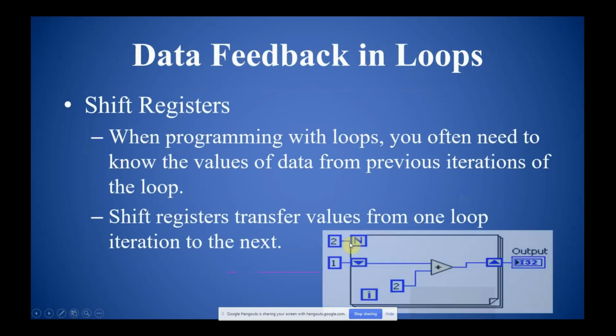Shift registers, this is something that is available in loops. It's a wire that does actually get updated from run to run. Shift registers transfer the value from one loop iteration to the next. In this case, I'm going to initialize it to 1. Each loop I'm going to add 2. I'm going to store that, and I come back at 3, add 2, store that. And since I was told to run twice, that 5 would be the output.